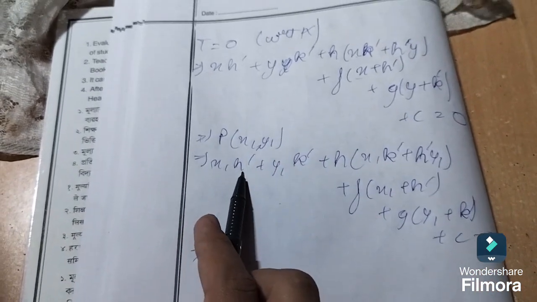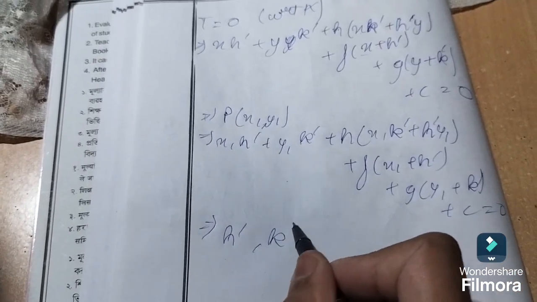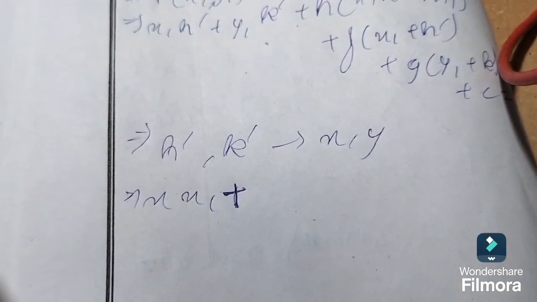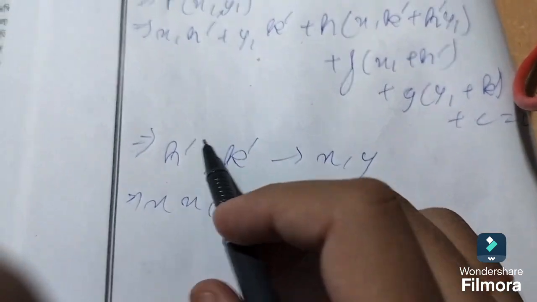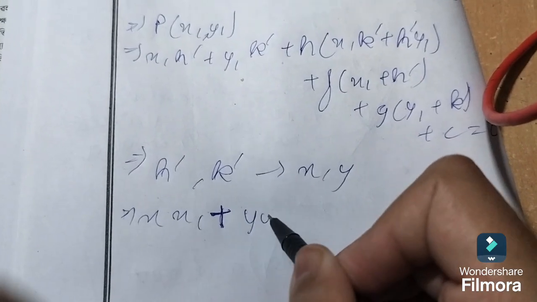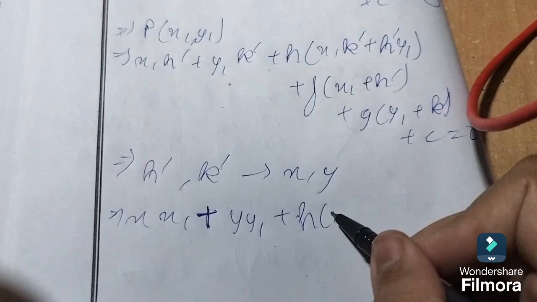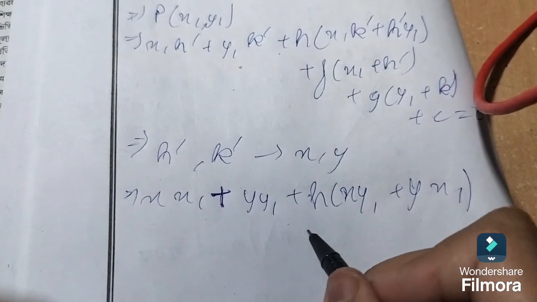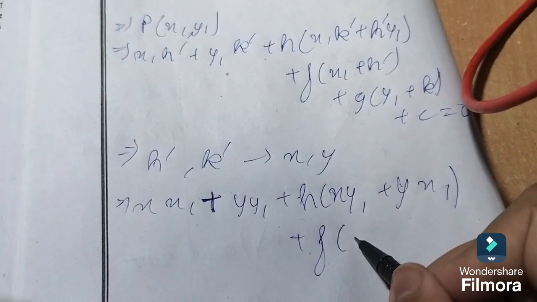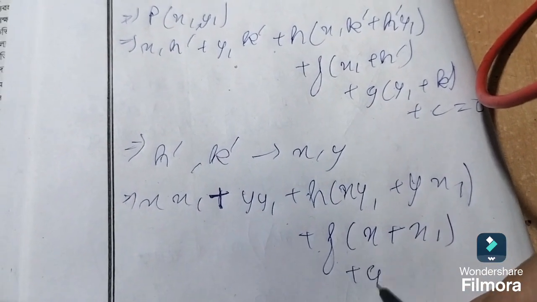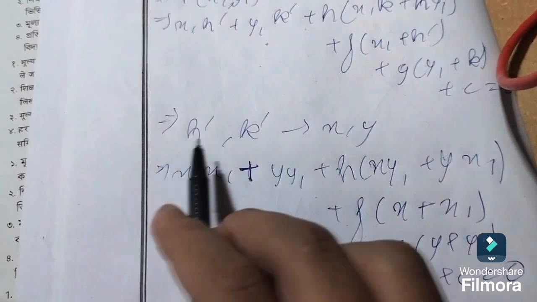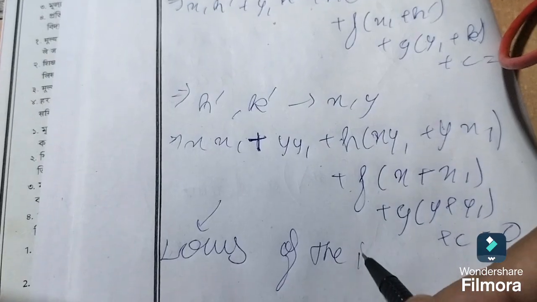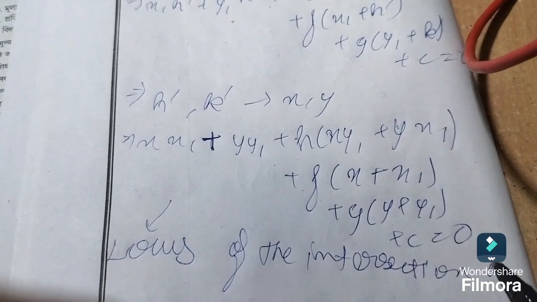Now I need the path of h dash k dash, so I will replace h dash k dash with x and y. So we had come up to x1 plus, now we had to replace h dash k dash, so y1 plus h x y1 plus y x1 plus f times x plus x1 plus g times y plus y1 plus c equal to 0. This will give us the path, basically the locus, of the intersection of tangents. Understood?